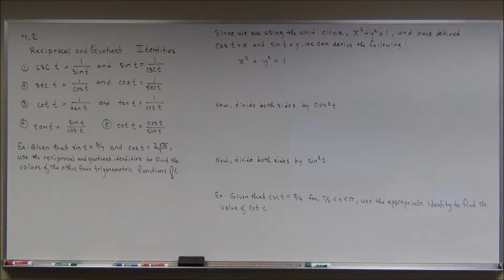Alright, here we go now. Let's pick up from where we left off. We're still in section 2 of chapter 4, and we're going to look at some identities that I've already kind of shown you prior to this formal presentation right here. The reciprocal and the quotient identities.